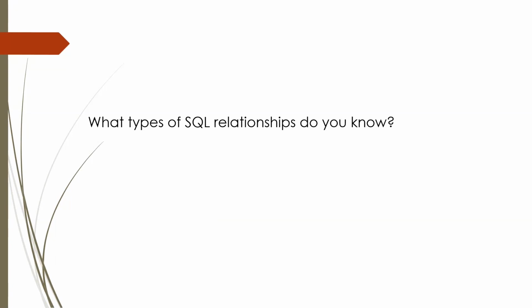Next question is, what types of SQL relationships do you know? The first one is one-to-one. Each record in one table corresponds to only one record in another table. And then comes one-to-many. Each record in one table corresponds to several records in another table. Then many-to-many. Each record in both tables corresponds to several records in the other table.